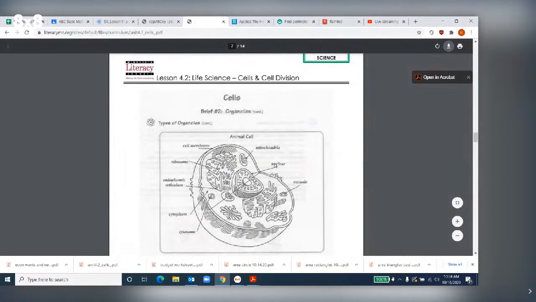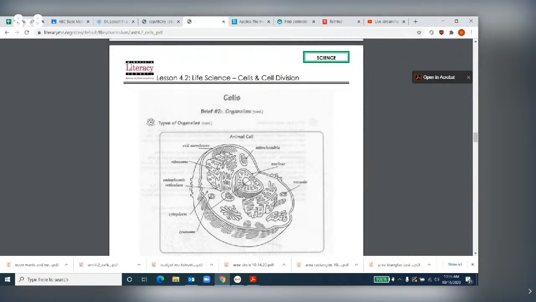So here is that diagram I was talking about. These are all those 9 things we just talked about. And if you notice, this is an animal cell, not a plant cell. This is similar to what we would have in our body.